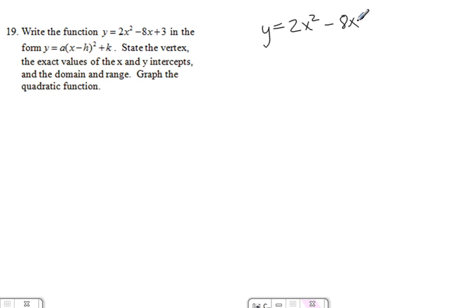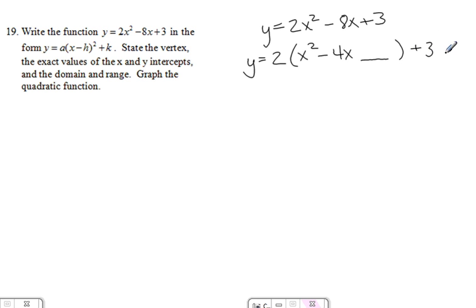minus 8x plus 3. And we're going to use a completing the square method, and to be able to do that, we want the coefficient of the squared term to be 1. To do that in this form, we're going to factor a 2 out of the first two terms. So that would be 2 times x squared minus 4x. I'm going to leave a space there because when we complete that square, we'll fill it in, and then we're going to move that 3 down.